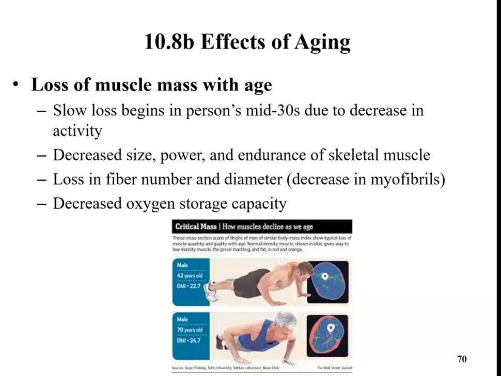So you'll see a gradual loss of muscle mass, if all other things remain constant, starting in your mid-30s. And you'll have decreased size, power, and endurance of skeletal muscle, a loss in the fiber number and overall diameter. So you'll have a decrease in those myofibrils that make up the muscle cells. And you're going to have decreased oxygen storage capacity.